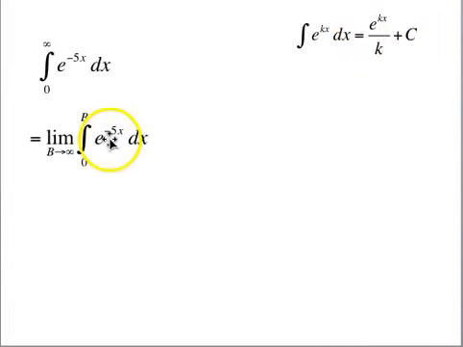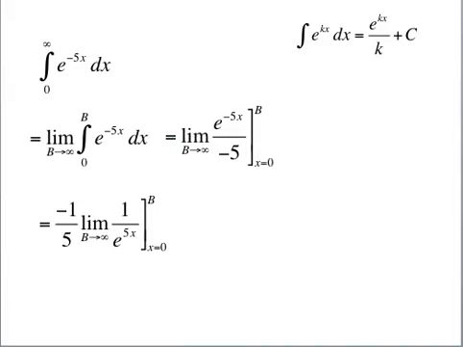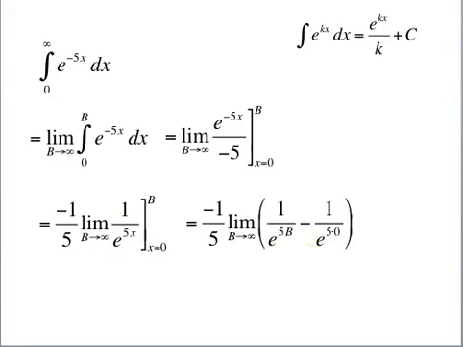So the integral of e to the negative 5x would be e to the negative 5x over negative 5. I don't need to worry about plus c, of course, because this is a definite integral. So we get e to the negative 5x over negative 5 as x goes from 0 to b, with the limit as b goes to infinity. We can pull this negative 5 out front, so it's negative 1/5 times the limit as b goes to infinity of 1 over e to the 5x as x goes from 0 to b. Plugging in b, 1 over e to the 5b minus 1 over e to the 5 times 0.